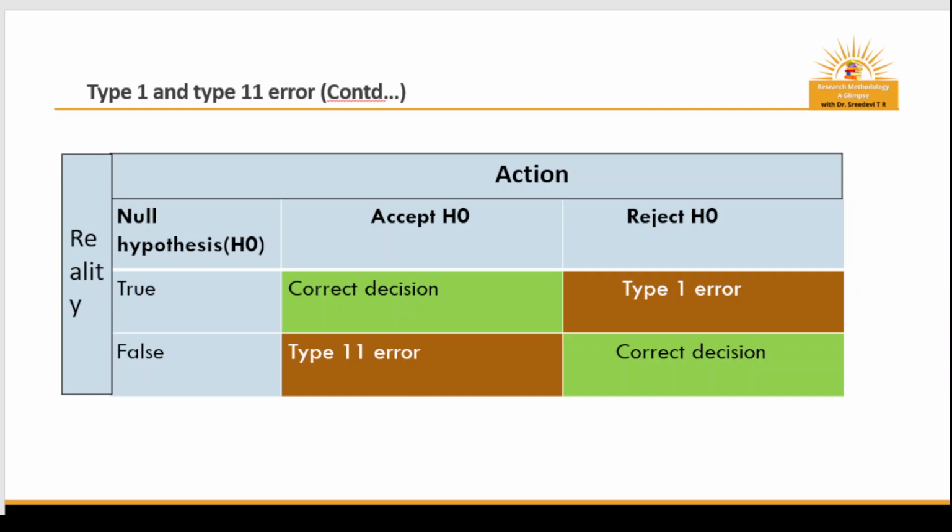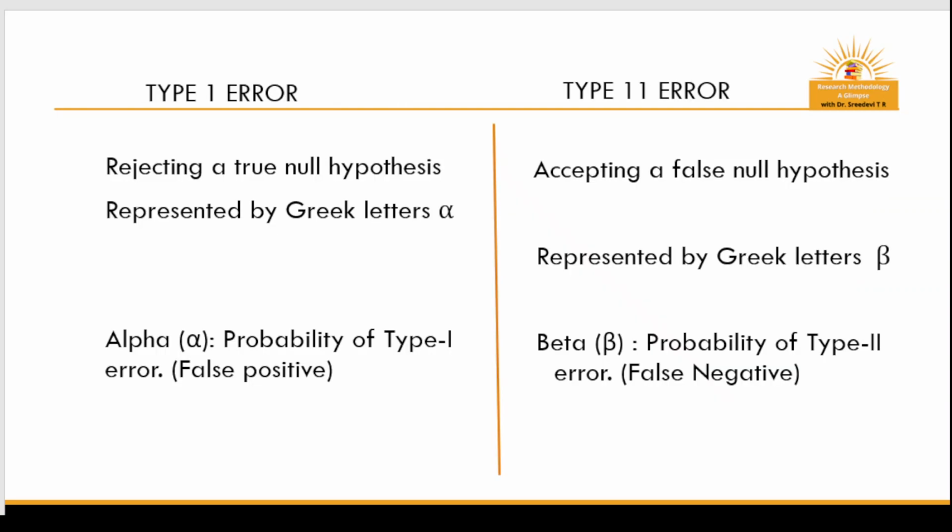This can be made more clear with the differences between type 1 and type 2 error. Type 1 error is rejecting a true null hypothesis, whereas type 2 error is accepting a false null hypothesis. Type 1 error is represented by Greek letter alpha, that is probability of type 1 error, that is false positive, is detecting an effect that is not present.